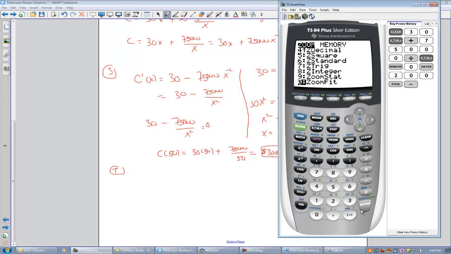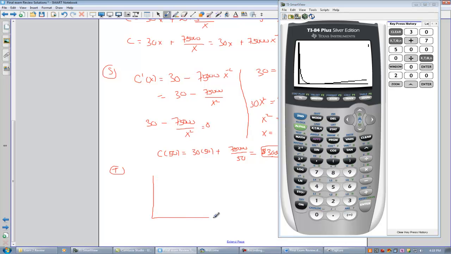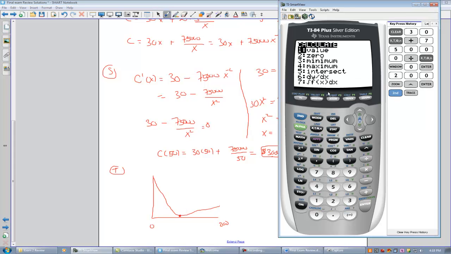So zoom, zoom fit. And we want to see it go down and come up. That's good enough, right? So we went from 0 to 200. And you see how the cost is driven down, but then eventually goes up. We want to find this minimum, so you can do that by hitting second trace. And you see you have a minimum button right here. So go down to minimum and hit enter. And it's going to walk you through it.